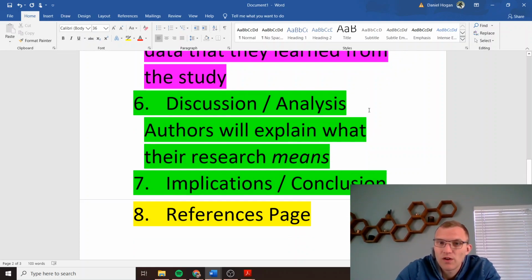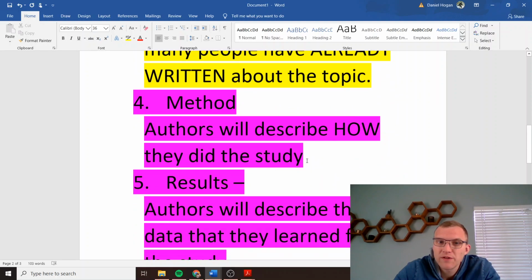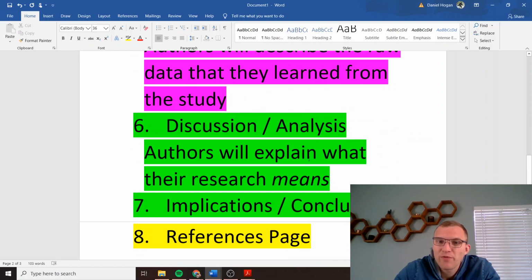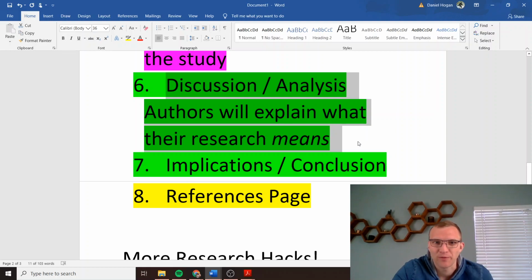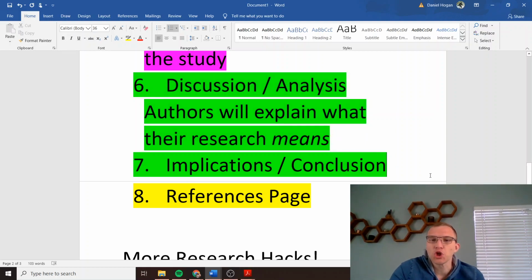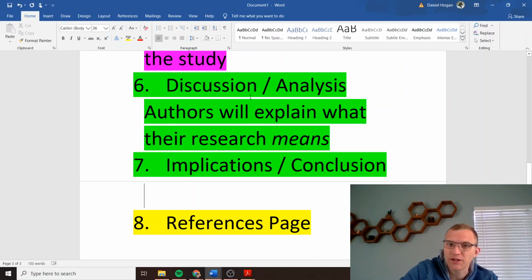means. Okay. In this case, they're going to say, all right, we did all this research, we found all this stuff out, this is what it means. This is what's probably going to be the most quotable for you. If you're trying to figure out, well, what do I cite in my paper? You're going to find quotes from the discussion and analysis section that are really going to be helpful. The conclusion or implication section, like I said, these two are often combined.